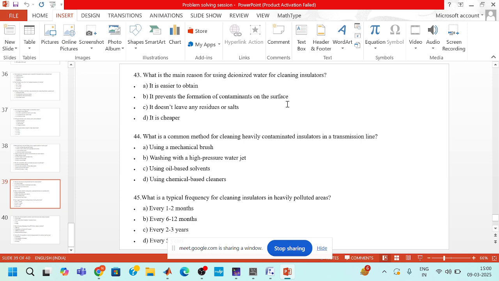And the last question is, what is the common method for cleaning heavily contaminated insulators in a transmission line? Answer B or D, ma'am. High pressure water jet with chemical based cleaner. B or D. So the correct answer is B, that is washing with a high pressure water jet.